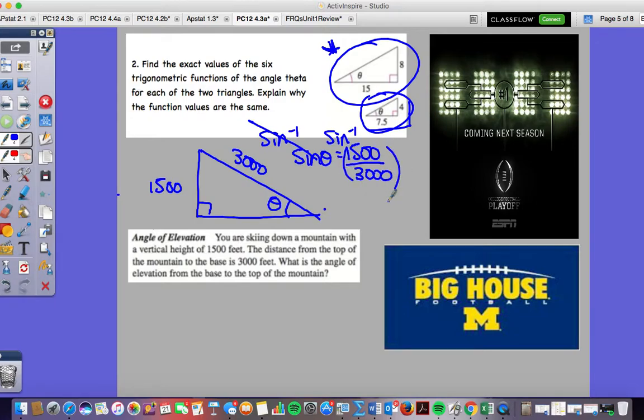And when you do sine inverse of 1500 over 3000, I'm trying to get an angle in degrees. So what mode do I need to be on my calculator? Degree mode. So sine inverse of 1500 over 3000 gets me what? 30 degrees, good. So the angle of elevation is 30 degrees. We use the ratio to get to this. Do y'all see the difference there? So sine inverse, is that the same as cosecant? Yes.